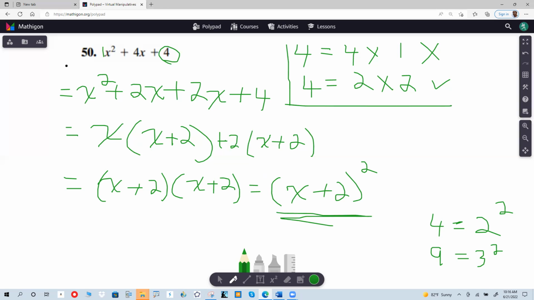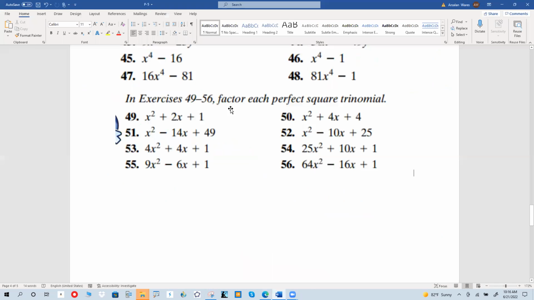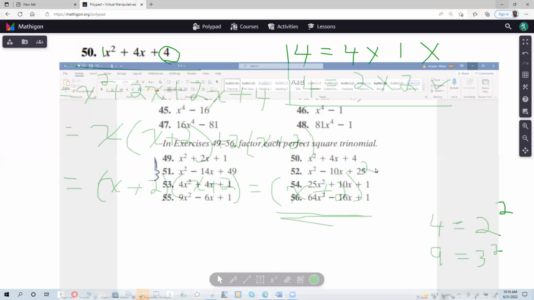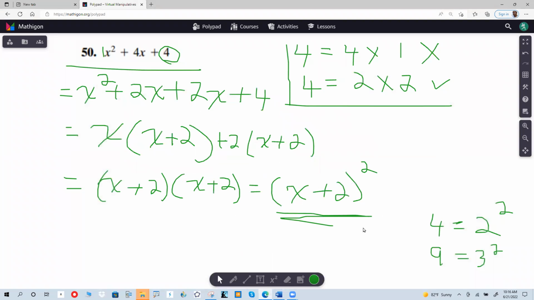Again, if they tell you this and ask you to use the, let's see what language they use. I think they're saying something like this: factor each perfect square trinomial. So they're saying these are perfect squares and you got a perfect square. So you're good to go. I don't have anything else to do. If you want me to do something from here, I'll do it.